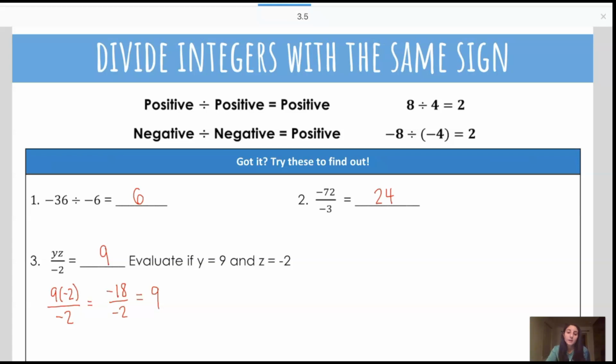Number 3, it's important that you did the multiplication before you divided, right? We have to simplify what's on top before we divide it with what's on bottom. So 9 times negative 2 gets me negative 18. Then we're going to divide by negative 2, which gets us that positive 9.